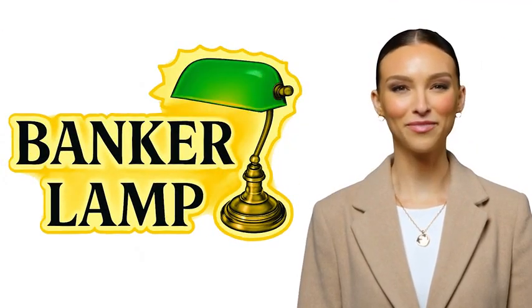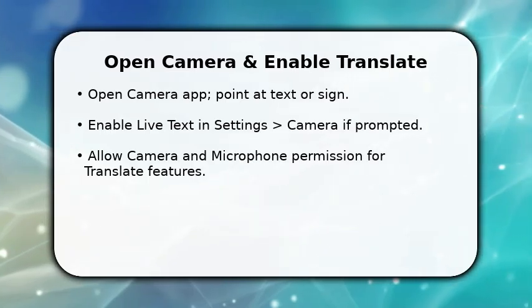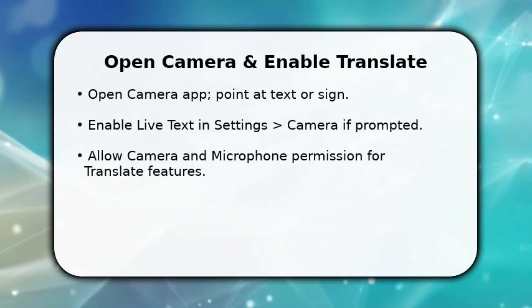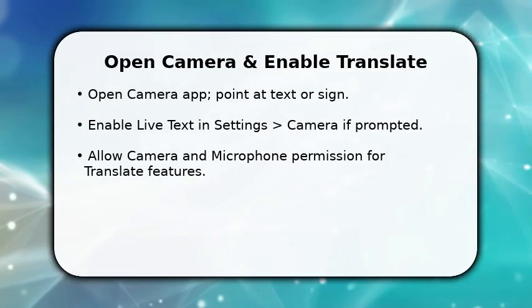Please enjoy the video. You're going to start translating immediately. Open the camera app and point at the text you need. Once done, look for the live text button or the translate overlay. Tap it to activate recognition.